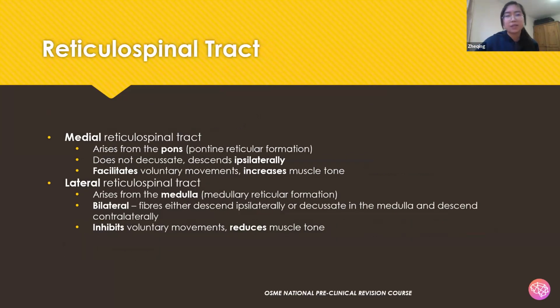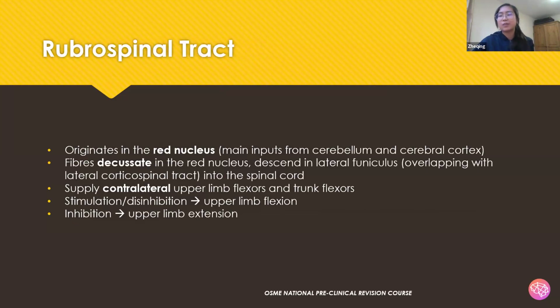And then for reticulospinal, again you have medial and lateral. Actually, reticulospinal, I think, is the one where the function is not as well understood, but the medial one facilitates voluntary movements by increasing muscle tone, whereas the lateral one inhibits voluntary movement by reducing muscle tone. Sorry, I'm going through these quite quickly, because there are more important things to talk about later on. For these you can revise on your own or read them again in your own time.